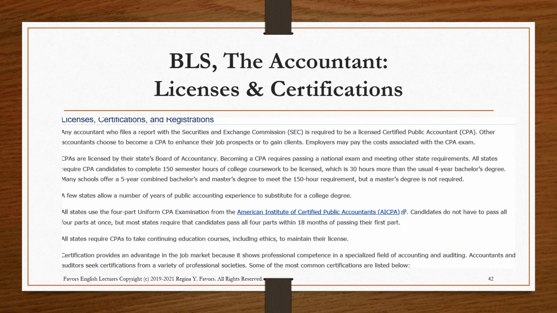A few states allow a number of years of public accounting experience to substitute for a college degree. All states use the 4-part uniform CPA examination. You do not have to pass all 4 parts at once, but most states require that candidates pass all 4 parts within 18 months of passing their first part. So that's a year and 6 months, right? So you have to ask if your organization is willing to sort of sponsor you for 18 months. Just because they say you have up to 18 months to take the rest of the parts.